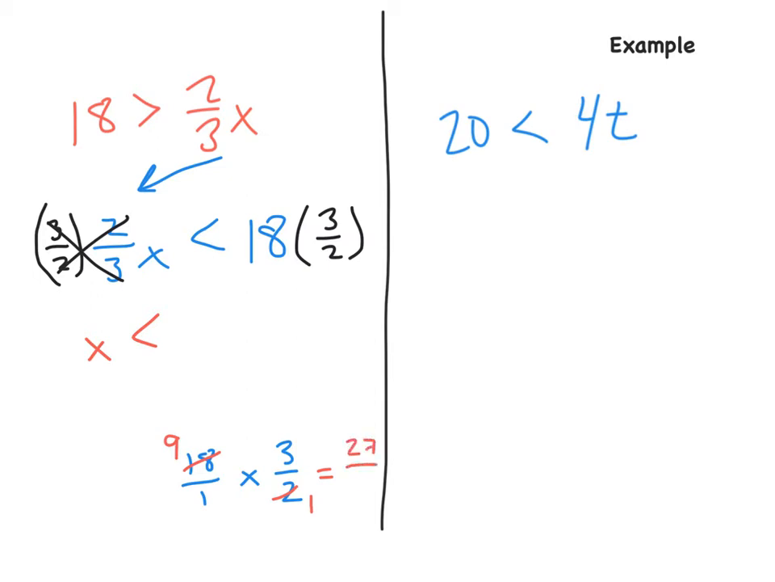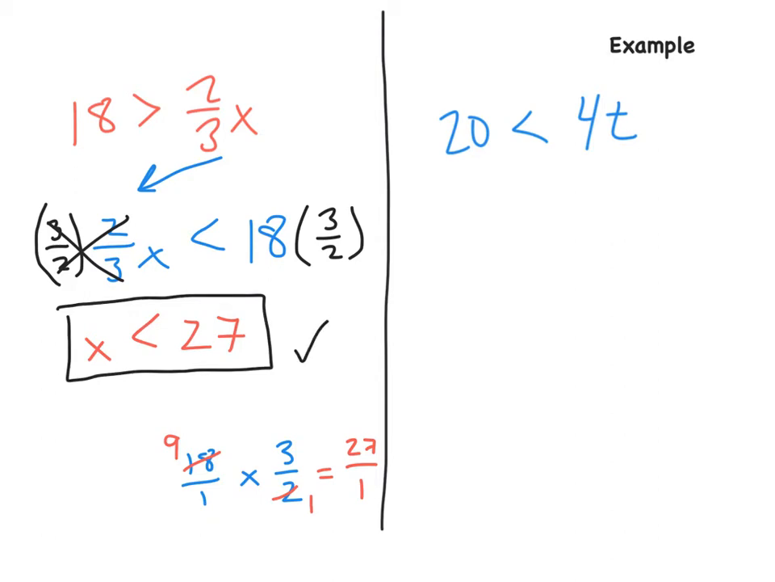1 times 1 is 1. So, remember, 27 over 1 is basically the exact same as 27. So, when we multiply 18 times 3 over 2, our answer is 27. And this is what our final answer to the problem is. X is less than 27.